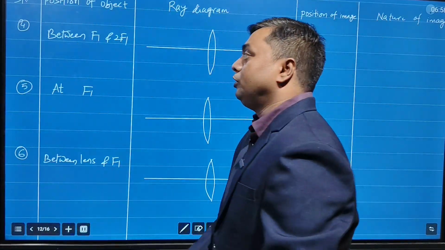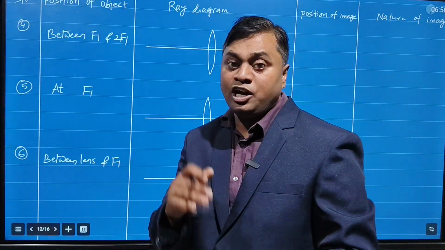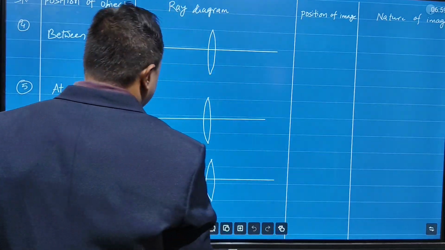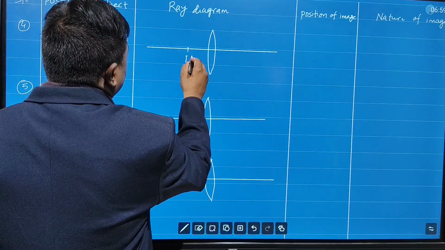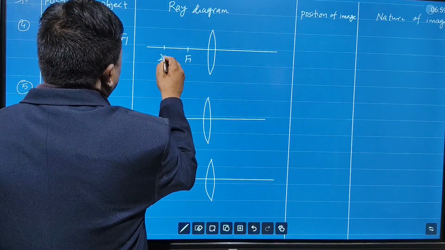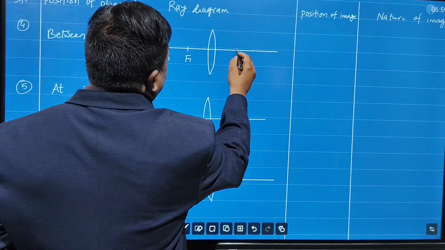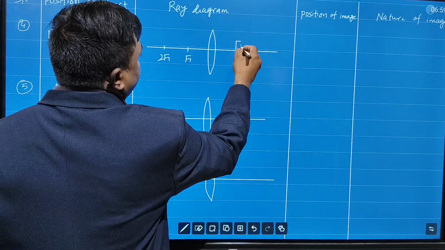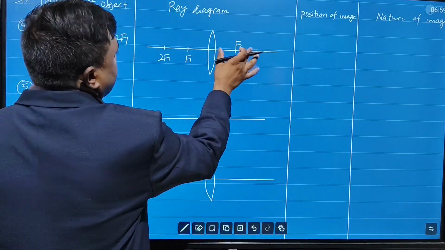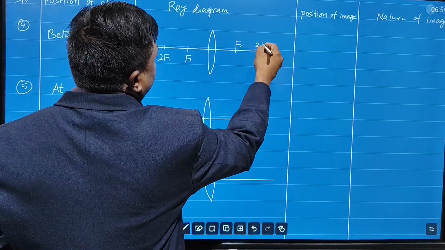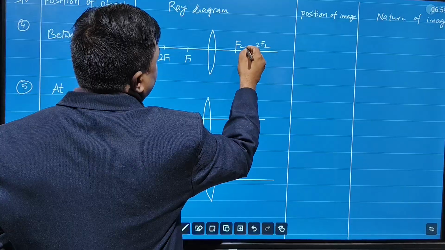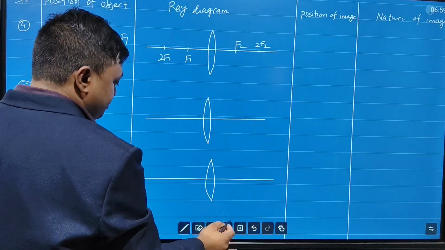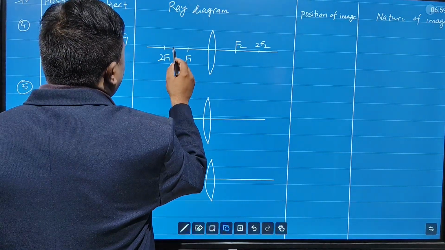Next case, when the object is between f1 and 2f1. We can consider this point is f1 and this point is 2f1. This point is at the same distance. Suppose it is 2 centimeter, this side also it is 2 centimeter. This is 4 centimeter, so this is also 4 centimeter. This is f2 and 2f2. So the object is between f1 and 2f1.